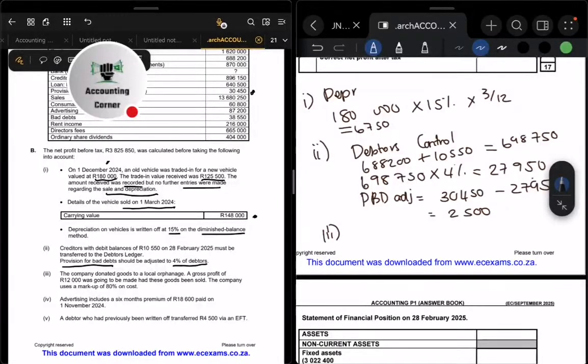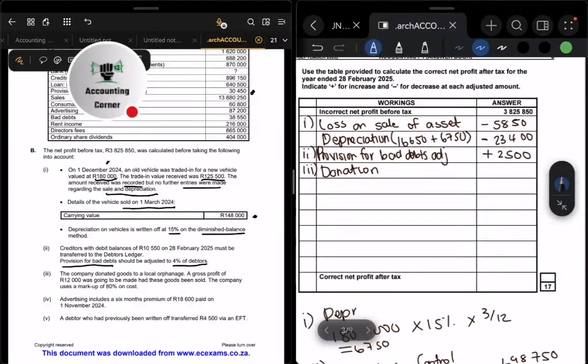We have gross profit of 12,000. We are looking for the cost. Cost is 100%, and then gross profit is a markup of 80%. So we say 12,000 times 100 divided by 80, which will then give us 15,000 as our answer. And that's a minus 15,000 because we lost out on sales by making the donation. So that's an expense in a way.